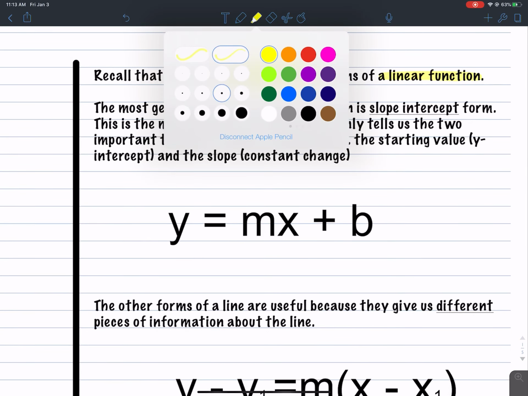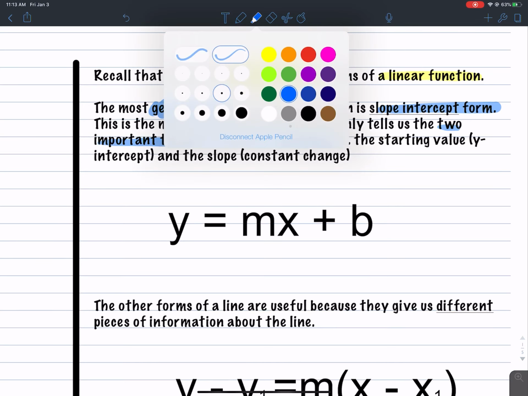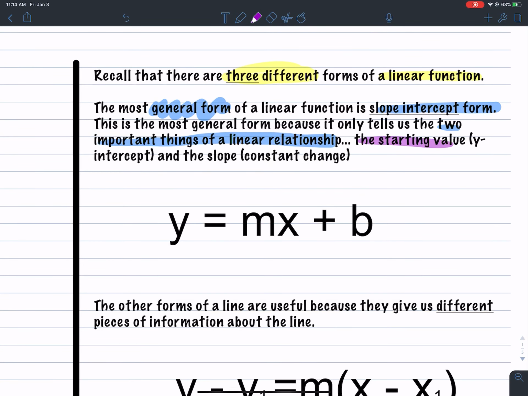We have our general form. So the most general form of a linear function is our slope-intercept form. And the reason that we call it the most general form is because it tells us the two important things that we need to know about a linear relationship. And those two important things are the starting value, which we know is our y-intercept. So I'm just going to label that as the starting point.